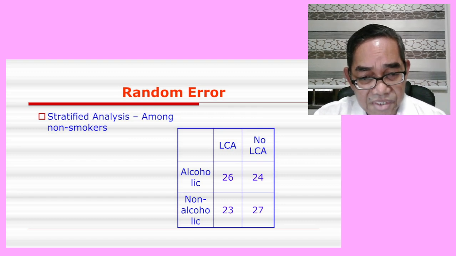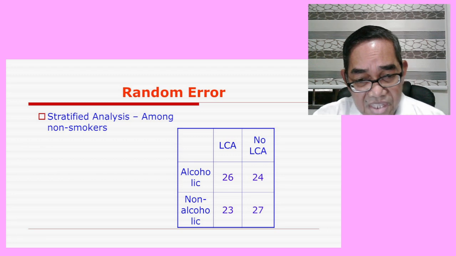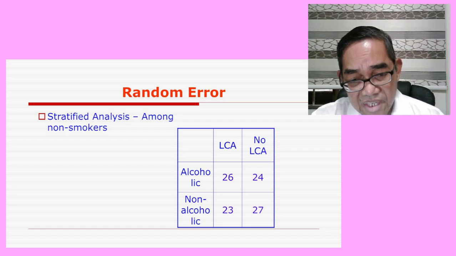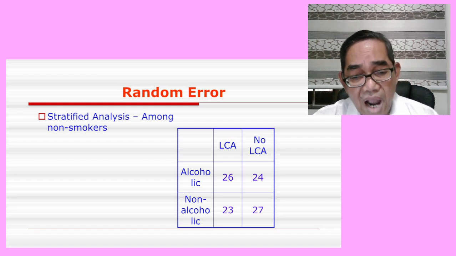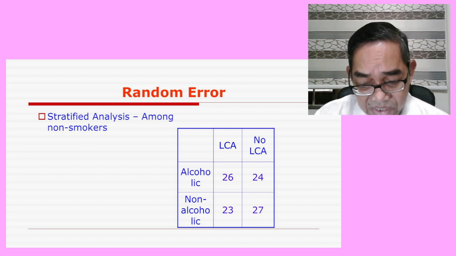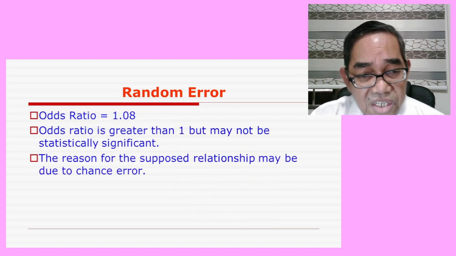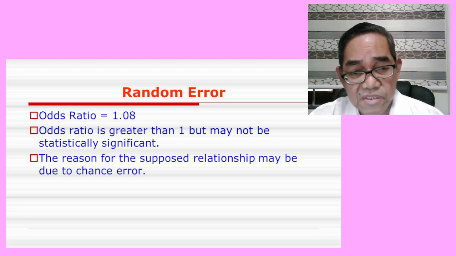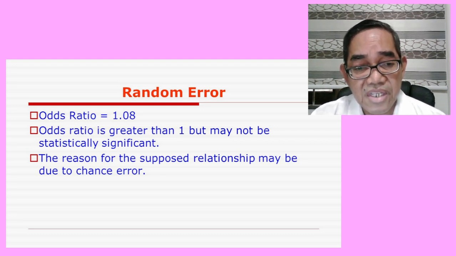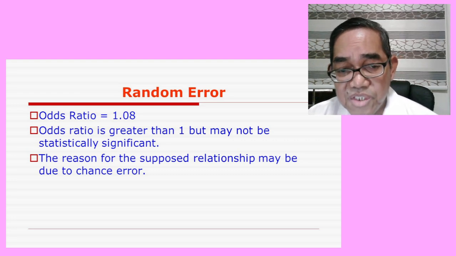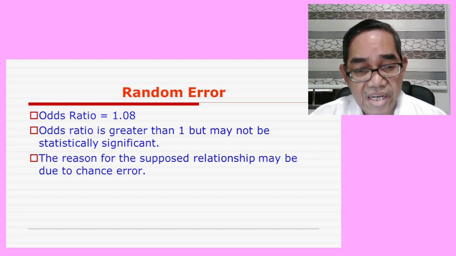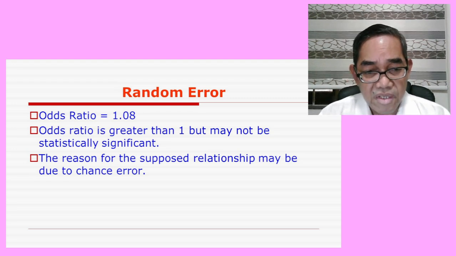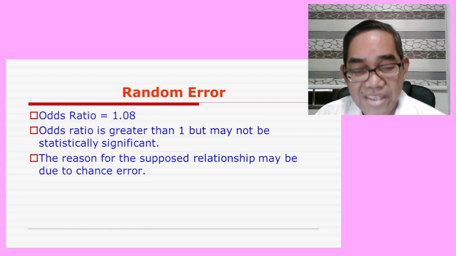So there is a difference in the number of lung cancer cases among the alcoholics compared to the non-alcoholics. And if you calculate the odds ratio and it is greater than 1, that means that alcoholism is a risk factor for lung cancer, except that the relationship may not be statistically significant. The reason for the supposed relationship is just due to a chance error or a random error.